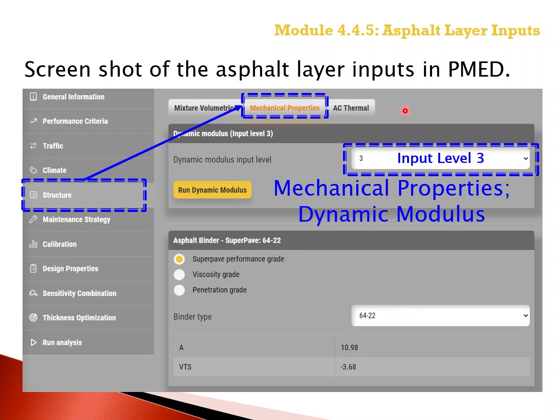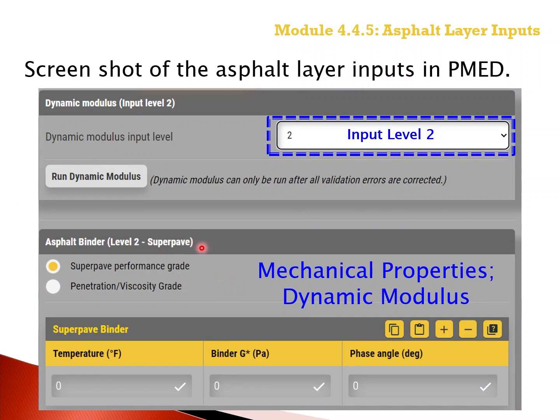For dynamic modulus input level 3, the inputs needed are the volumetric properties that were shown in the previous slides or screenshots, and the binder grade designation shown in this screenshot. Although most designers are now using the SuperPave performance grade binder designation, the PMED software also includes viscosity and penetration designations of the binder.